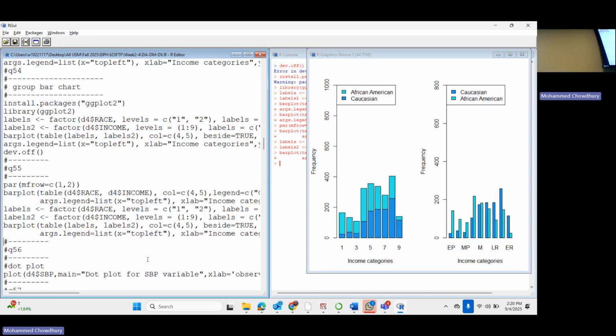African American and Caucasian, African American and Caucasian, African American and Caucasian, within extremely poor and middle class poor. Okay, so this is the category. In here, within income category 1, this is the African American and that is the Caucasians. That's the way you are showing your graphs. Okay.